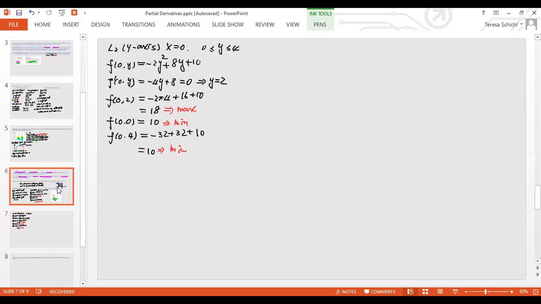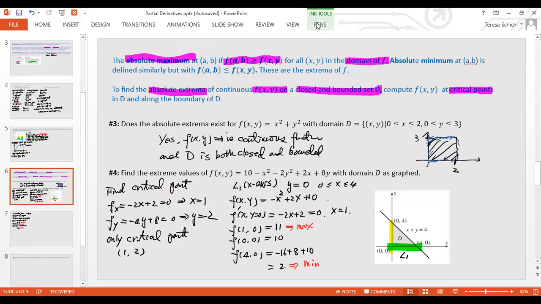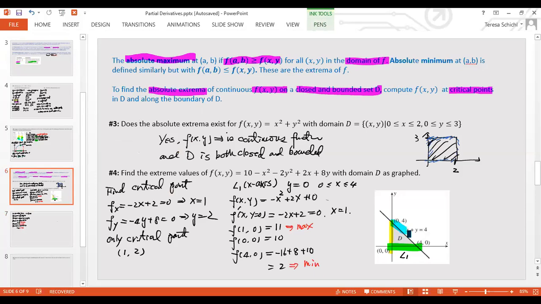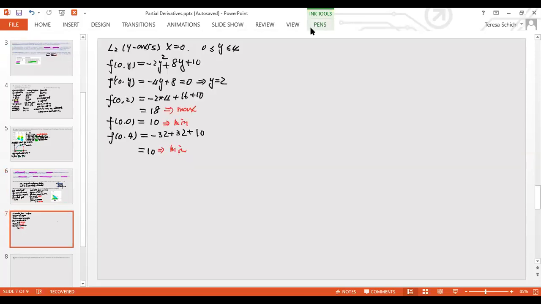Okay, so now let's take a look at the third line. The third line is these blue lines here, right? So that's the third boundary here. This is line 3, the line with x plus y equal to 4.